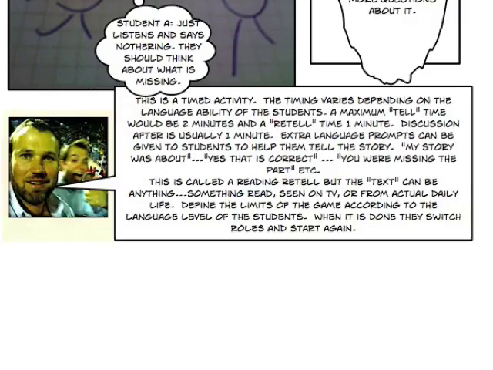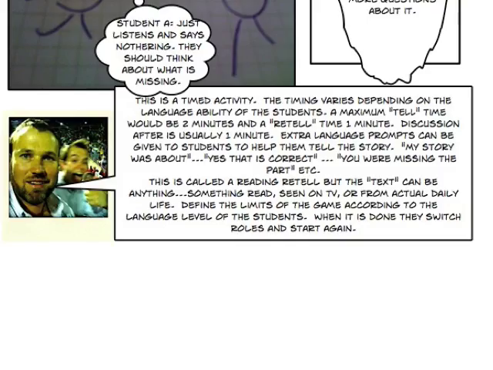Taking a step back from this, you can see that this is a timed activity. The timing varies depending on the language ability of the students. A maximum tell time, I think, would be about 2 minutes, and a retell time about a minute. Discussion after is usually about 1 minute. Extra language prompts can be given to the students to help them tell the story. My story was about, yes, that is correct, you were missing the part, etc.